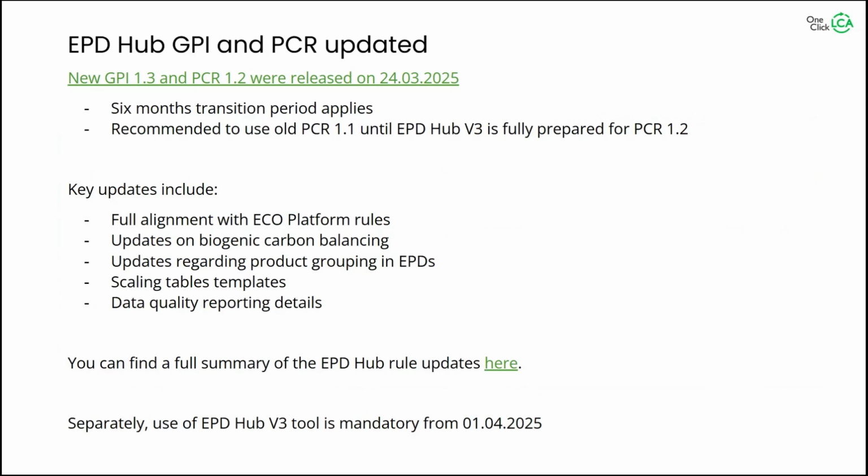So usually program operators give you a chance to finish off the LCA modeling that you were still doing with the existing PCR. So it's not like just released today and you have to start using it today. They just give you a little bit of leeway to continue working the way you are. And here EPD Hub is given a 6-month transition period.